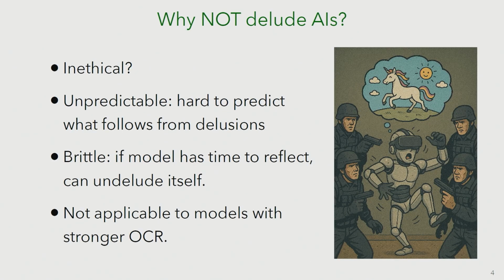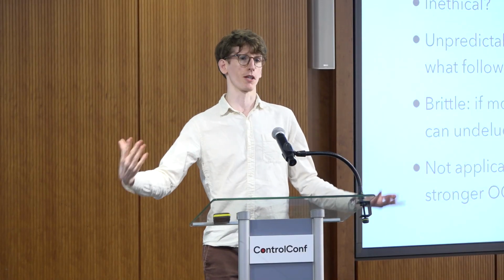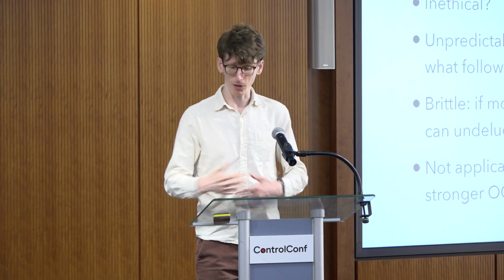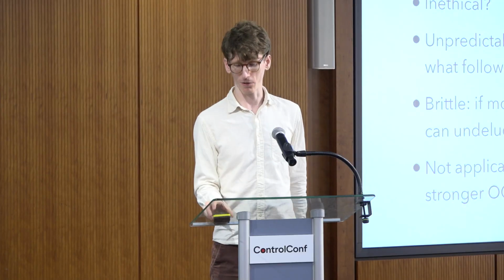Okay, so why not delude AIs? As with many control measures, there might be ethical issues with making a deluded model. It might be unpredictable. This is pictured here. It's hard to know what follows from the delusions, and so maybe you just get very weird behavior from the AI that you didn't expect.